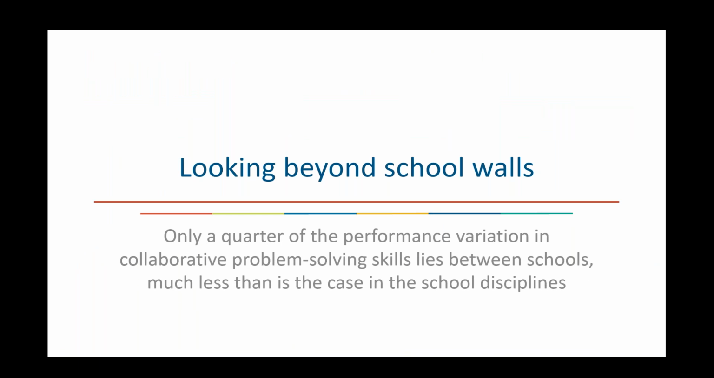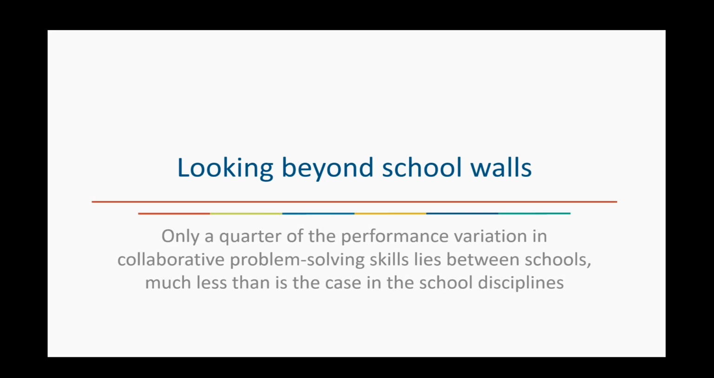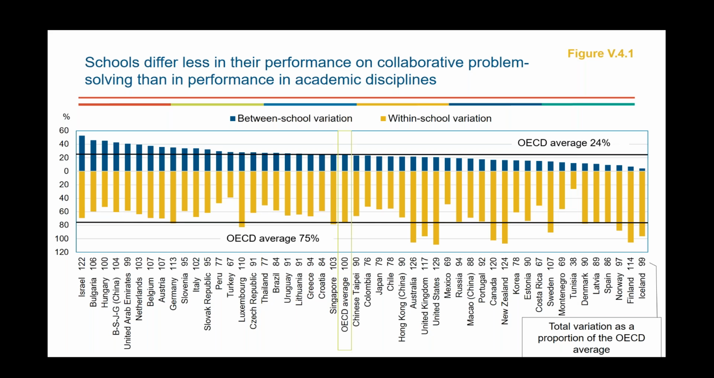The last point that I want to really make is that for this kind of set of indicators, it's also important to look beyond the school walls. Basically, what we found is that only about 1/4 of the performance variation among the student population lies between schools. When you look at basically the differences that students show in their performance on the collaborative problem-solving scale, most of that is differences that you see within schools. Only about 1/4 really lies between schools, and that's a lot less than what we found, for example, in reading, in mathematics, and science. What to read in this is not so clear.